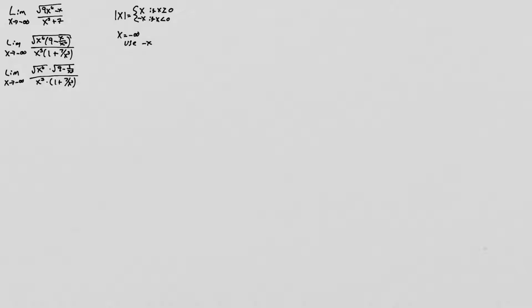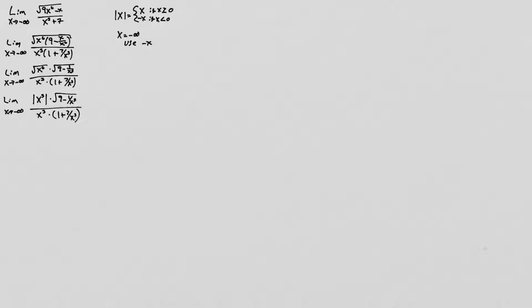From there, with the square root of x to the 6th, well, x to the 6th is going to be a positive number, but x could be negative, because a negative to the 6th power is always going to be positive. Because of that, when you take the square root of x to the 6th power, I want to get the absolute value of x cubed, because x cubed could be a negative number, times the square root of 9 minus 1 over x to the 5th, all over x cubed times 1 plus 7 over x cubed. And of course, this is still with our limits.